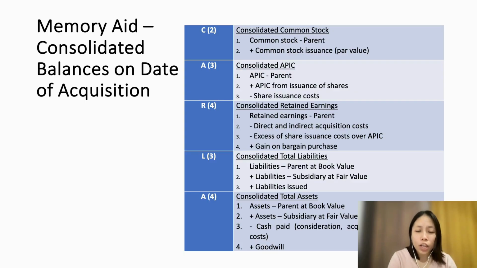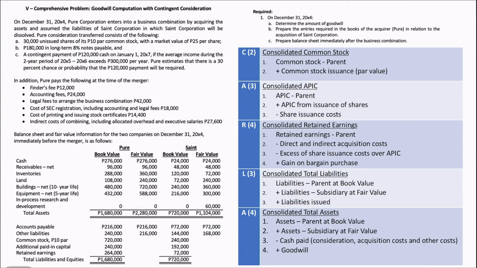Following the accounting equation, assets minus liabilities equals equity, the sum of consolidated common stock, consolidated APIC, and consolidated retained earnings should be equal to consolidated total assets minus consolidated total liabilities. Let's go back to this problem and solve for the consolidated common stock, APIC, retained earnings, total liabilities, and total assets on the date of acquisition using the memory aid Carla 23434.